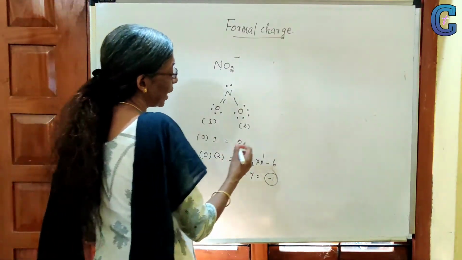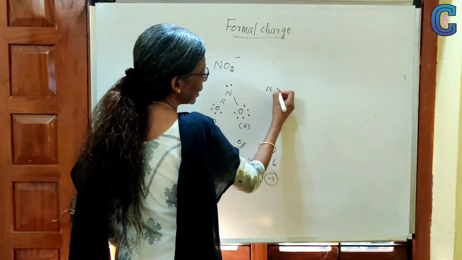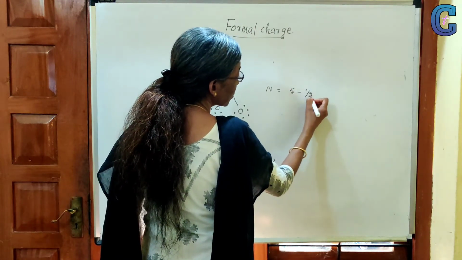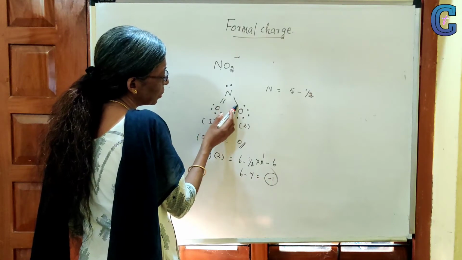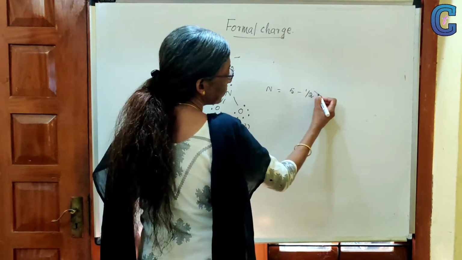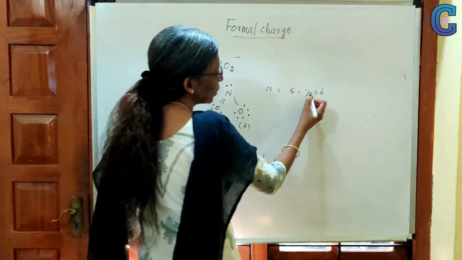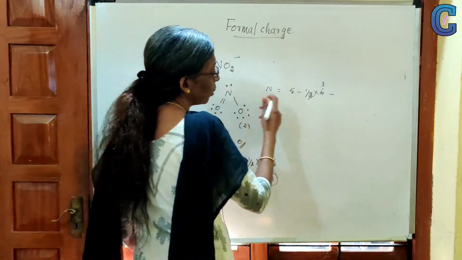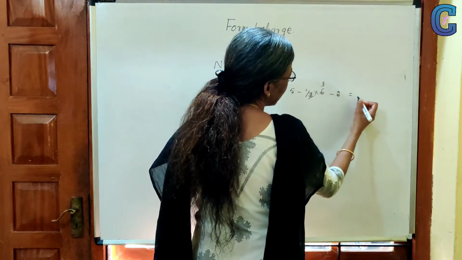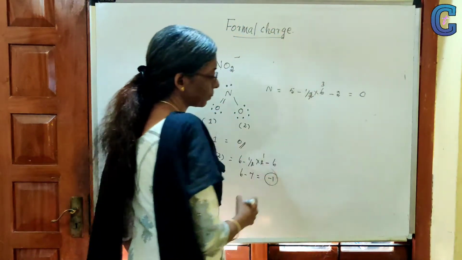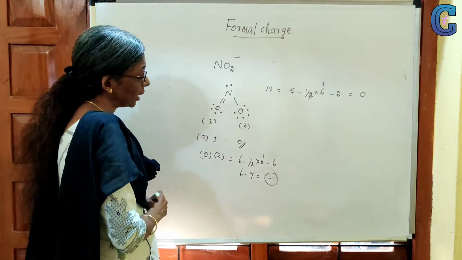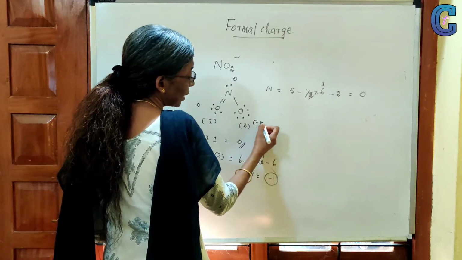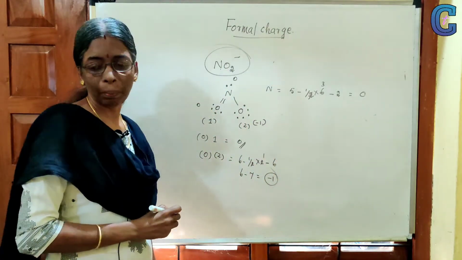Next, in case of nitrogen, how will it come? Nitrogen formal charge is equal to 5 minus half into shared electrons, 2, 4, 6, that is 3, minus lone pair 2. So what will come here? 0. The total charge: this is 0, this is 0, and this is -1. So the total charge is -1 for NO2 minus, right?